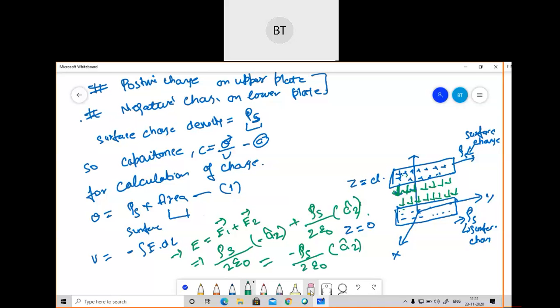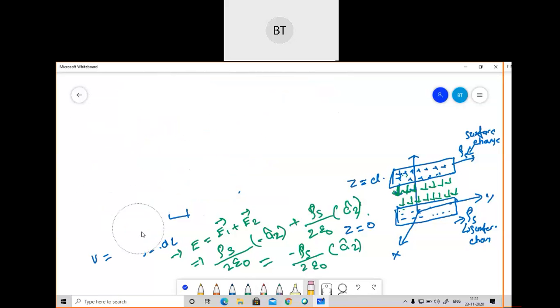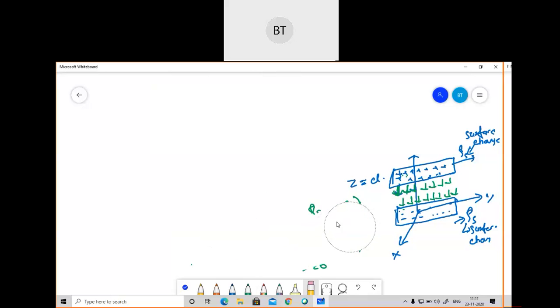So let me write in a clear way, then things will be more clear to you. Are you getting it? Is there any doubt? Okay, fine. The value of E which I am getting here is E equal to minus rho s by epsilon naught into a cap z. This is the value of E, which I have calculated based on the electric field of the first plate, and since it is a parallel plate capacitor, it will have more than one plate. Based on that, I have calculated the electric field of this capacitor.